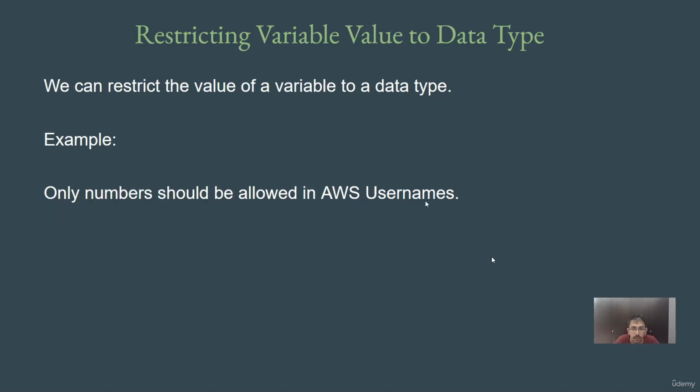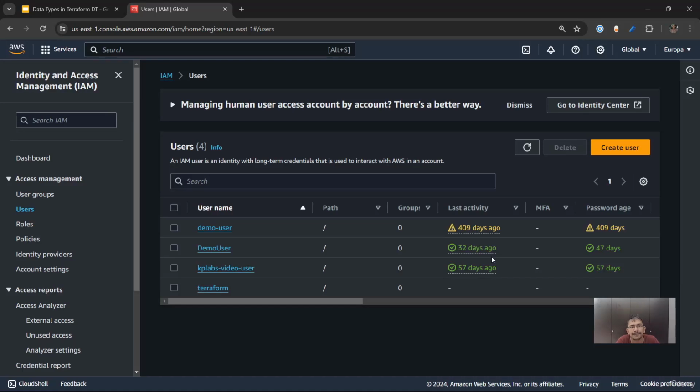Now, before we look into what exactly this is all about, let's take a simple demo to understand the requirement. Generally in AWS or any other provider that you choose, whenever you're trying to add a user, you see the username like demo user, KP Labs video user, Terraform, and so on. All of this is something that you can refer to as a string. Now, what the requirement states is that whenever a user gets created through Terraform in AWS, the string should not be used. Instead, only numbers should be allowed.